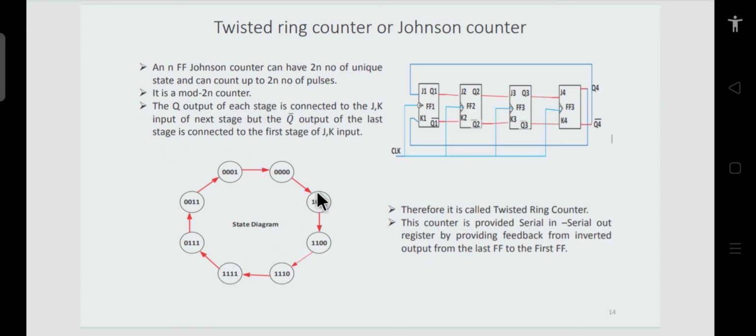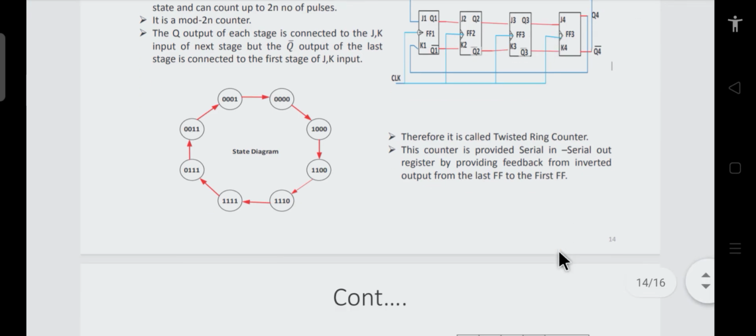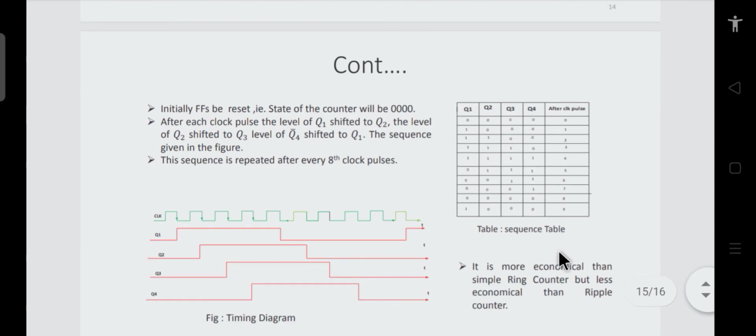Okay, so the output of each stage, as I have told you already, is connected in this way, and therefore it is called your twisted ring counter. Okay, and this counter provides you a serial in and serial out register. This we know already. Then let's move on to the states.